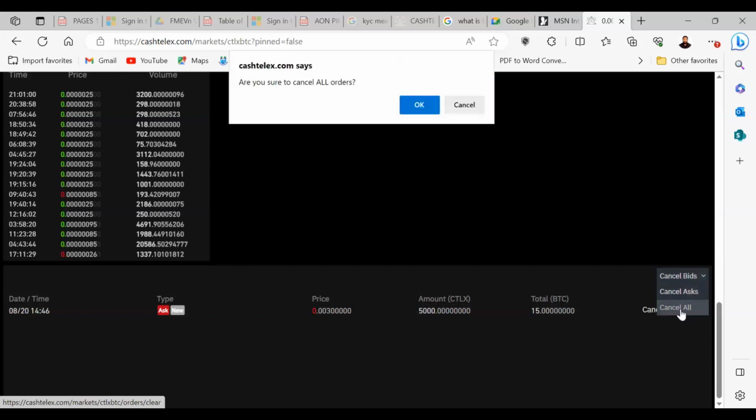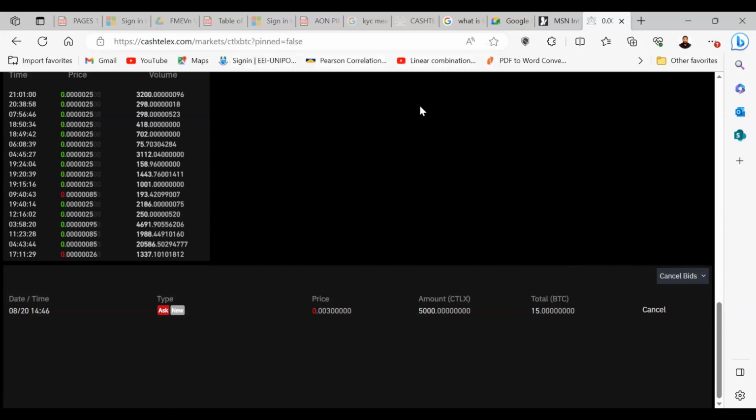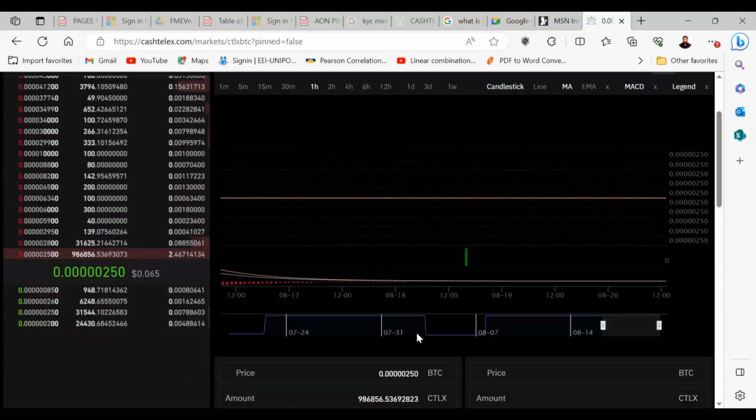You can cancel all. Once you click on cancel all, it's going to prompt you with a page asking whether you are sure you want to cancel the order or leave it. You just press OK. So it says you have no open orders, which means the order has been canceled.